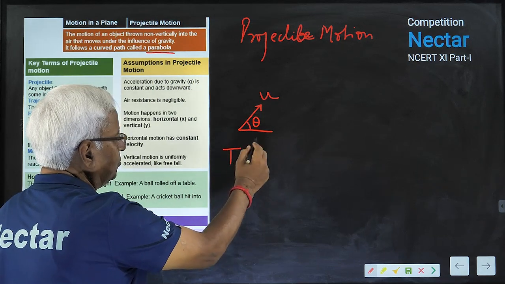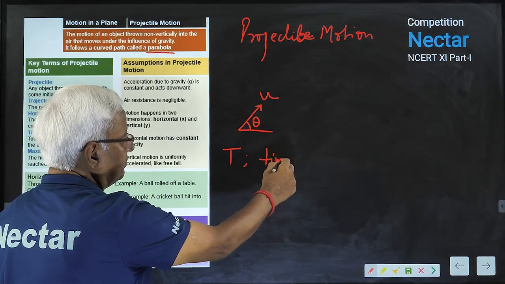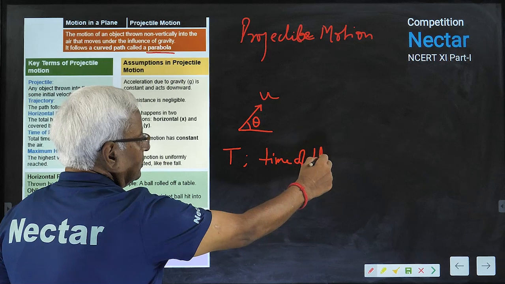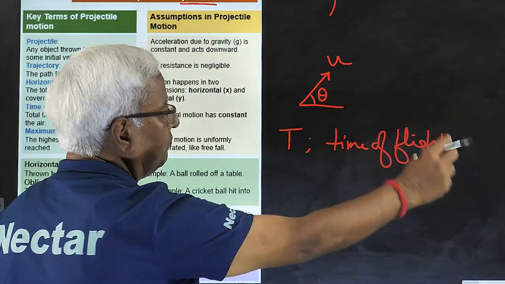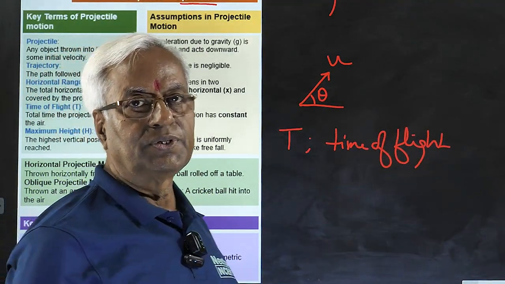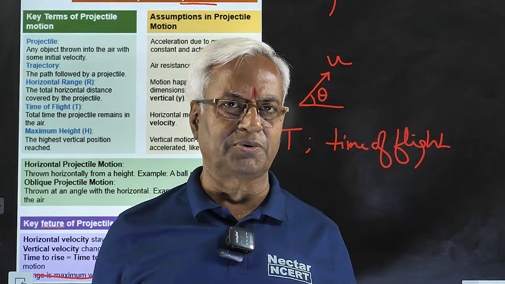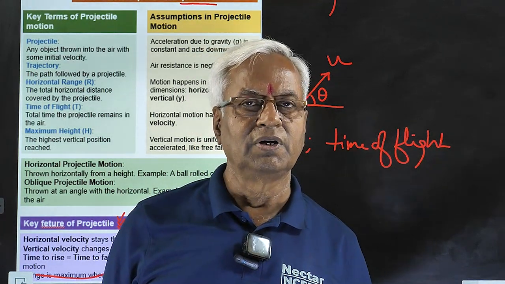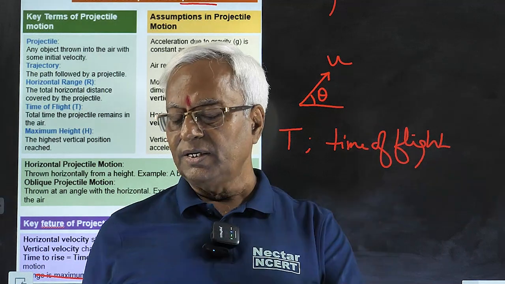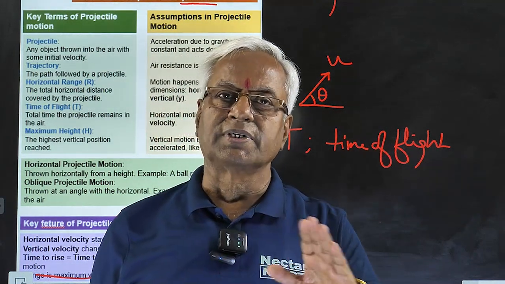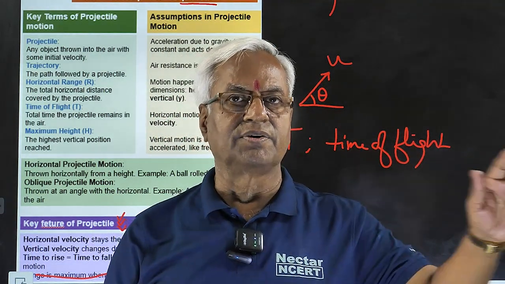Capital T will be used for time of flight. Time of flight, what is this? This is the time between start and stop. A very simple technique to remember: start and stop. The other way you can say it is the total time the projectile remains in the air.